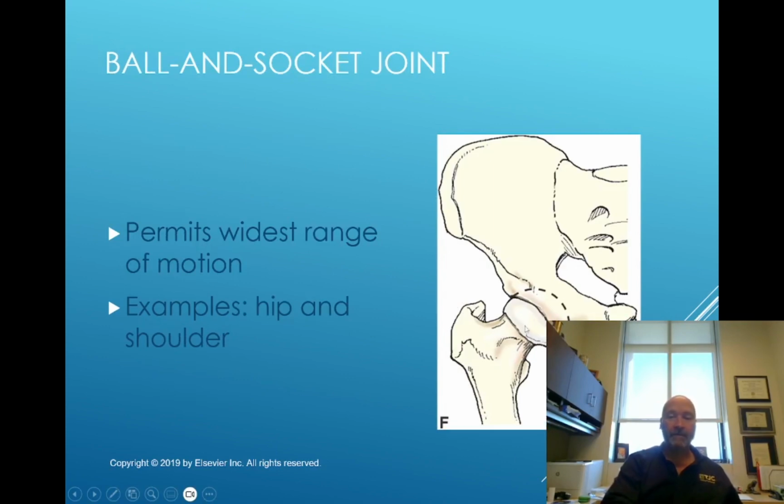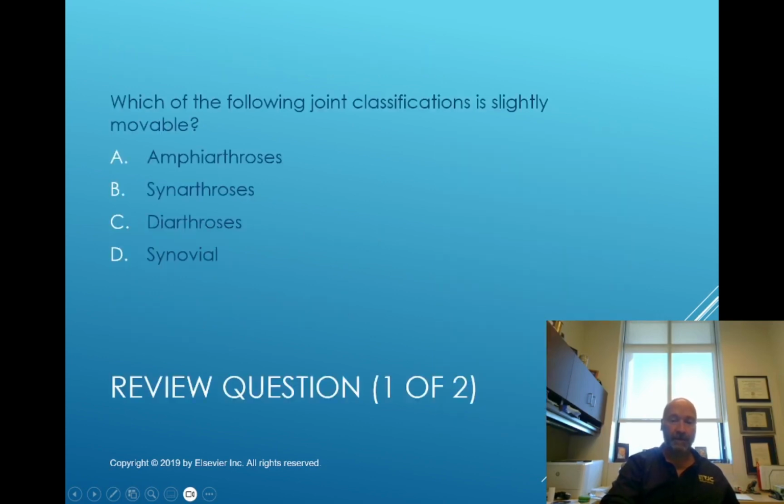And ball and socket gives you a lot of motion. So the ball is the femur, the head of the femur, and the socket is what we refer to as the acetabulum. And all of the pelvic bones come together to create that socket portion, the ball and socket joint.